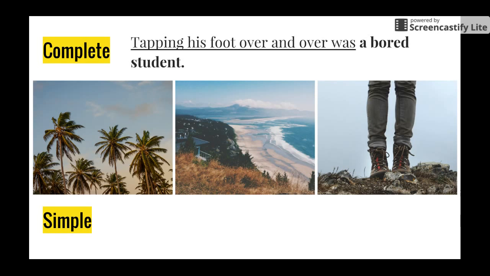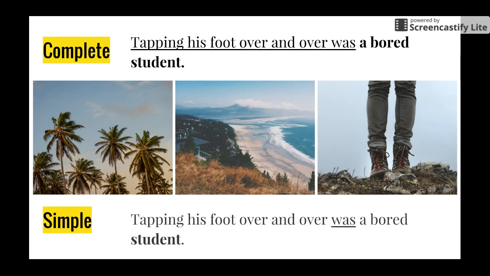Let's look at another example. Tapping his foot over and over was a bored student. That's our complete predicate: tapping his foot over and over was. That means our simple predicate is, you guessed it, was. That links a bored student to the action of tapping his foot over and over.